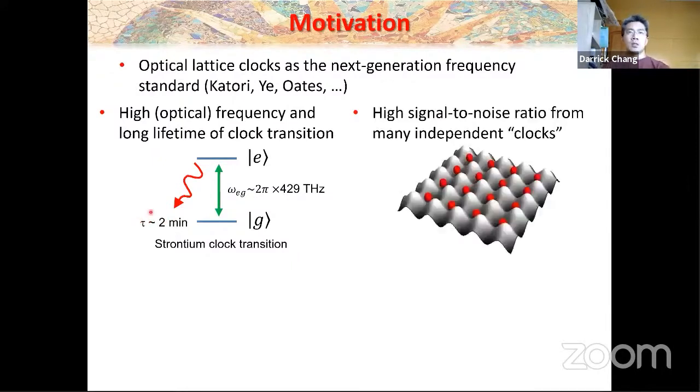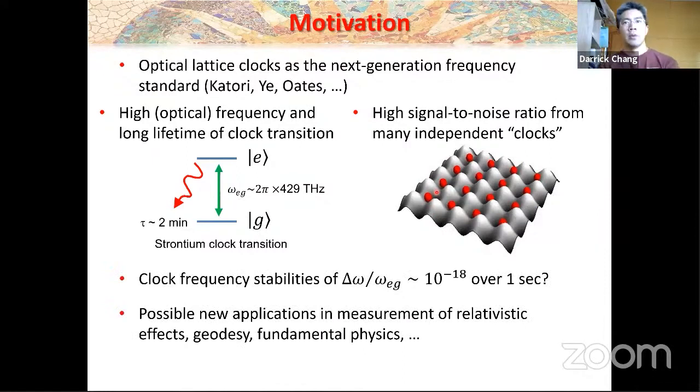And the next thing you do is, instead of just taking a single atom as a clock, you try to take many atoms in an optical lattice as kind of independent clocks to accumulate a high signal to noise ratio. And so at least the hope in the field is that in these optical lattice clock systems, you might be able to get fractional frequency stabilities or uncertainties on the level of 10 to the minus 18 over just 1 second or a few seconds of averaging time.